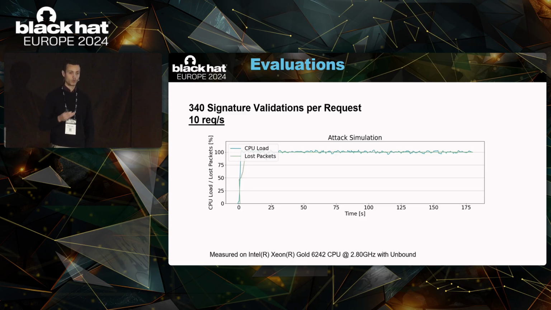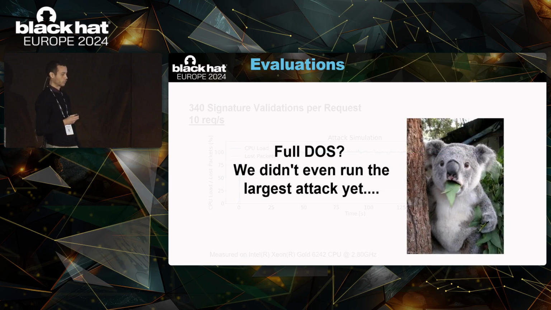And at the same time, all benign traffic to the resolver is completely lost. So we have 100% packet loss on the resolver. And that's already a huge problem, right? Because we have a full denial of service attack, which only requires 10 requests per second, which is totally viable. Like 10 requests per second will not usually land you in any rate limiting. So this is already a complete attack. And this is the smaller variant, right? We didn't test the full attack yet.